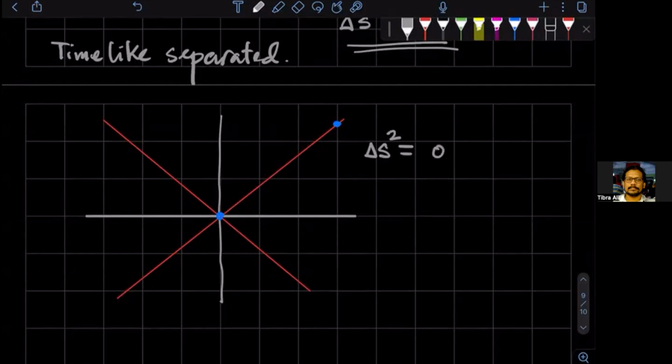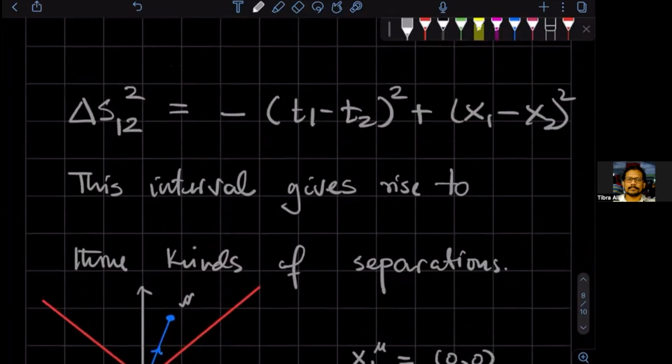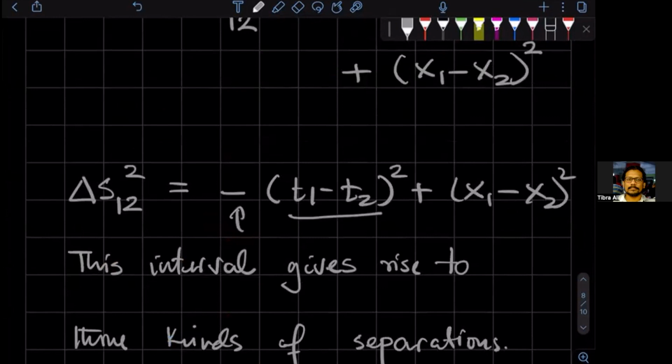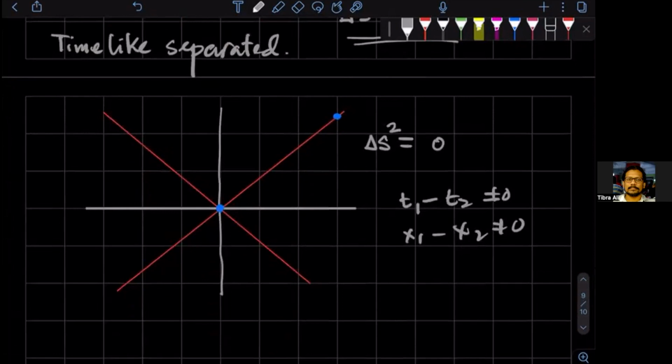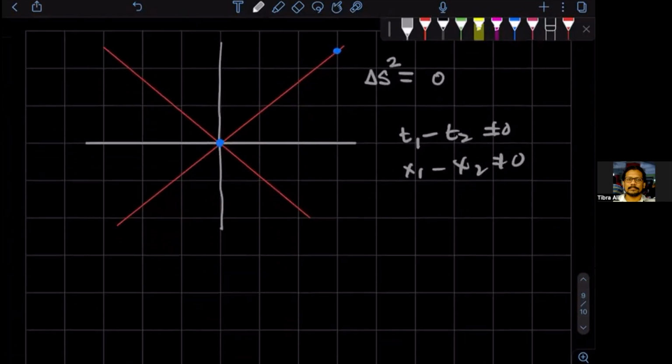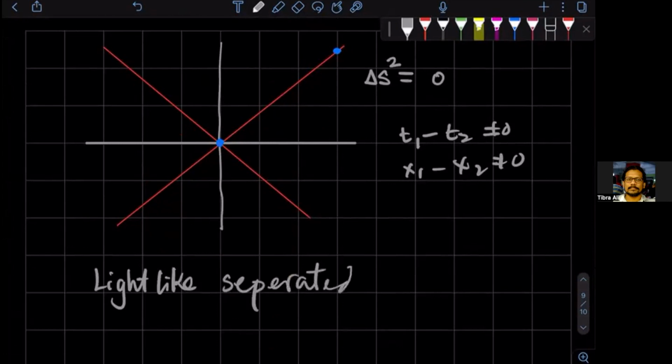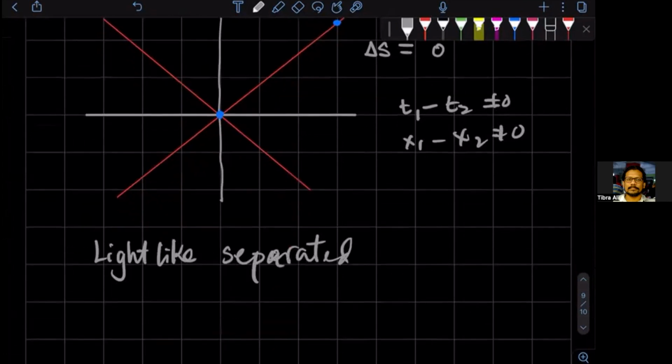In that case, it's 0, even though delta T, T1 minus T2, is not equal to 0, and x1 minus x2 is not equal to 0. But because of this minus sign, these two factors cancel each other out on the light cone. Okay, so 2 points which are separated like this are called light-like separated or null separated.